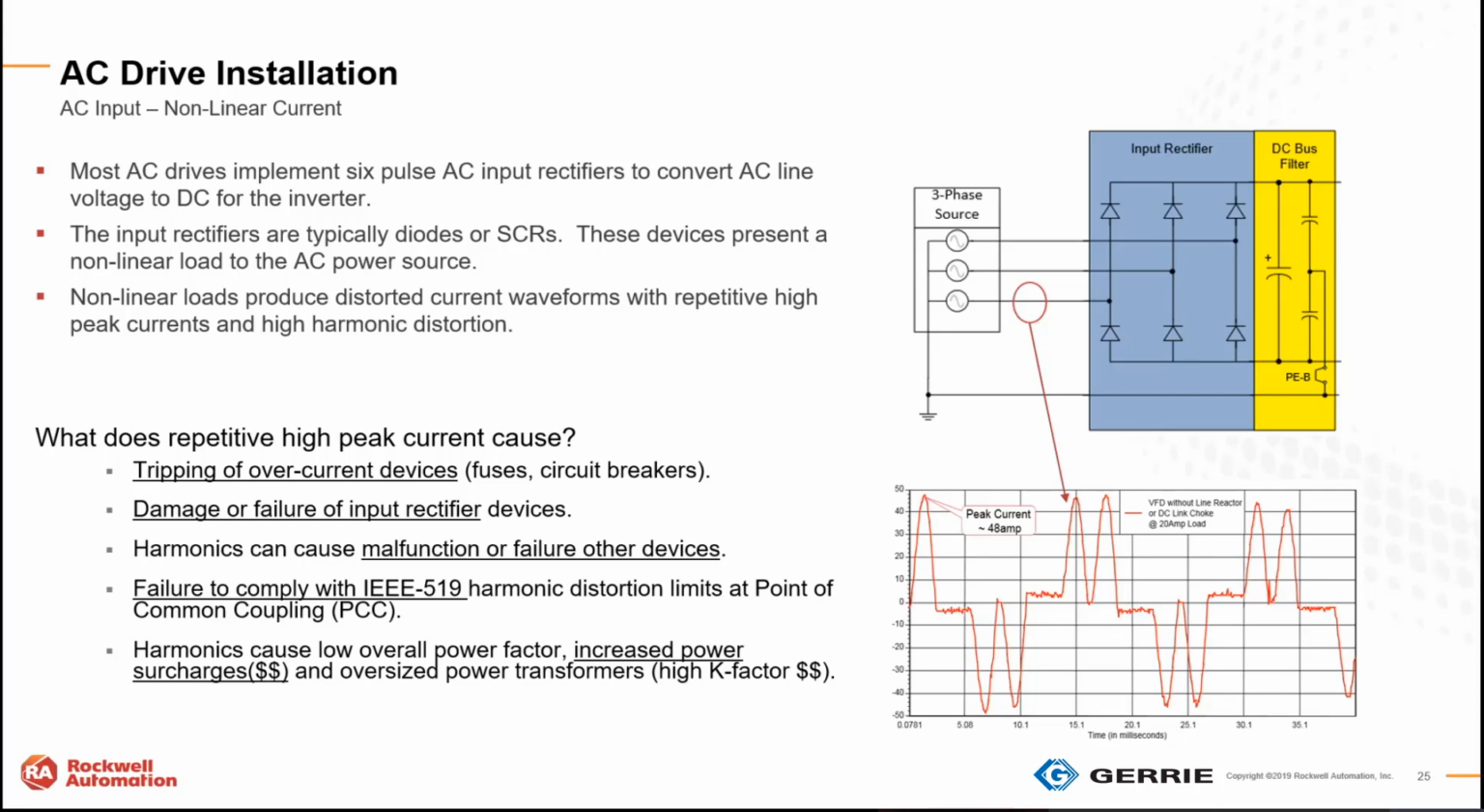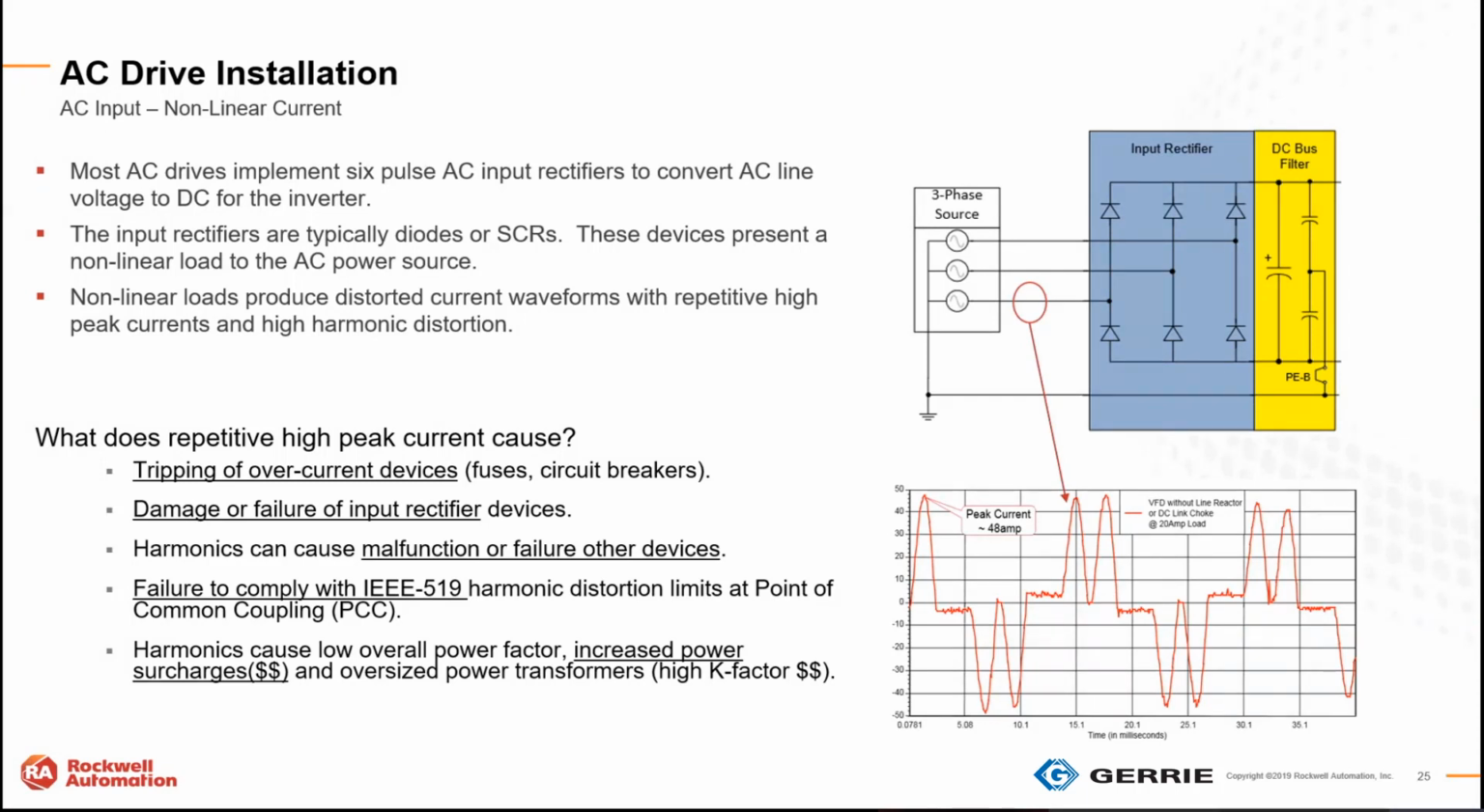And what does this really look like? It's really a combination of harmonics and unbalance of the system. What do we typically see? Tripping of overcurrent devices, fuses, circuit breakers. Input rectifier devices are failing as well, because we could see massive spikes or big spikes on this.